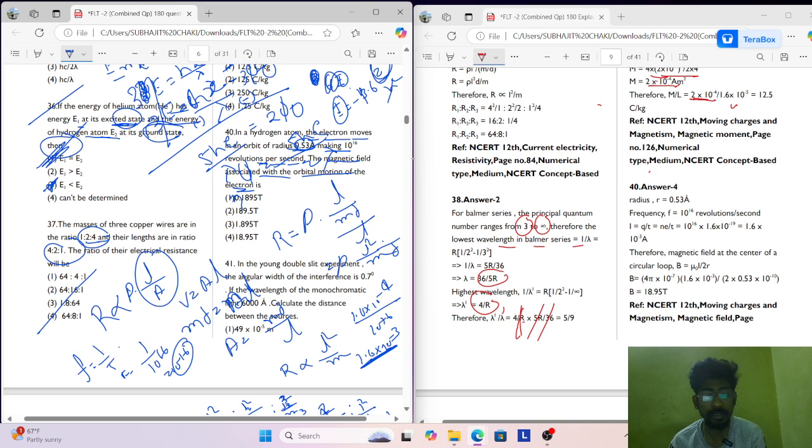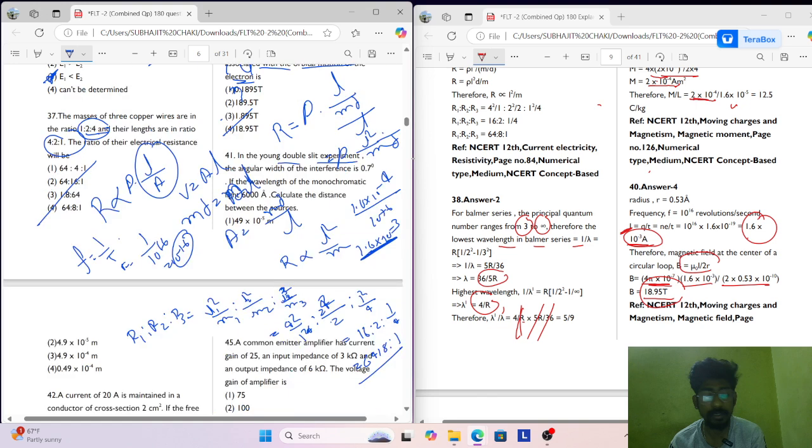This I will be equal to 10 to the power minus 6, 1.6 10 to the power minus 3. And B formula is mu naught I by 2R. Mu naught is 4 pi 10 to the minus 7. Put the value, you will get 18.95 into 10 to the power, sorry, Tesla.